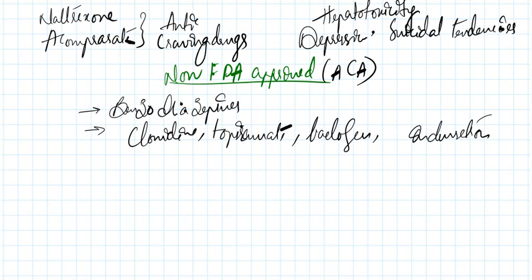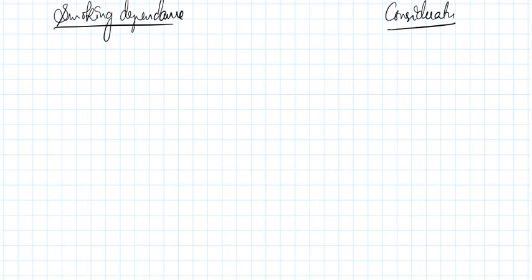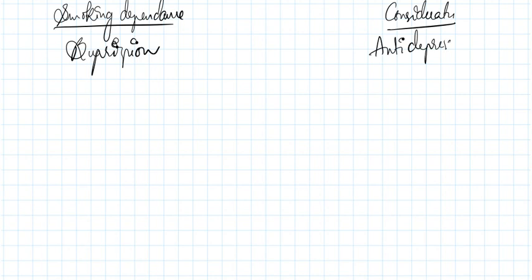Now if you come to smoking dependence, what are the drugs for smoking dependence? And some considerations also we will look into. Now first line is bupropion. This is the first line drug, and it also acts as an antidepressant. Second one is varenicline. Bupropion and varenicline are the first line drugs.